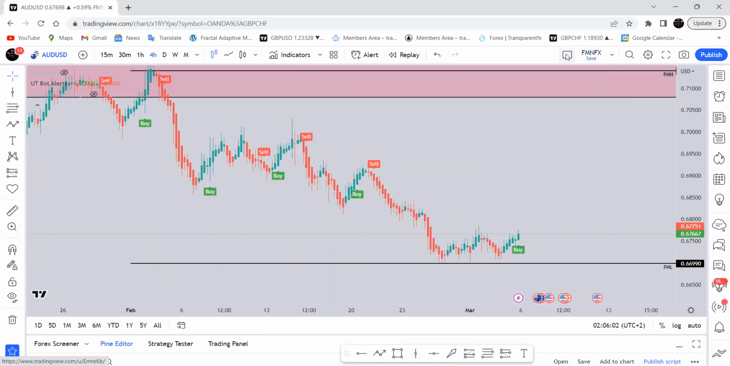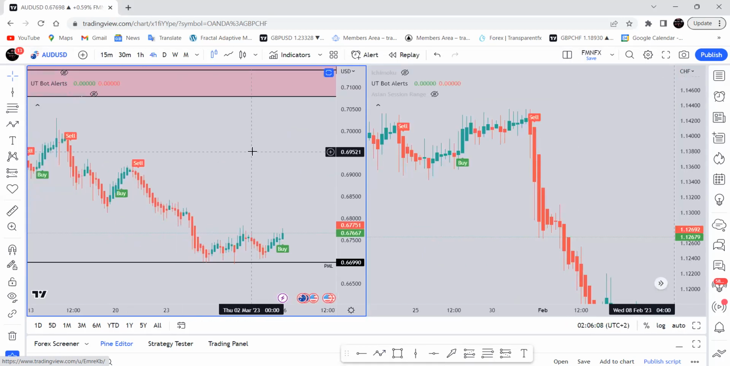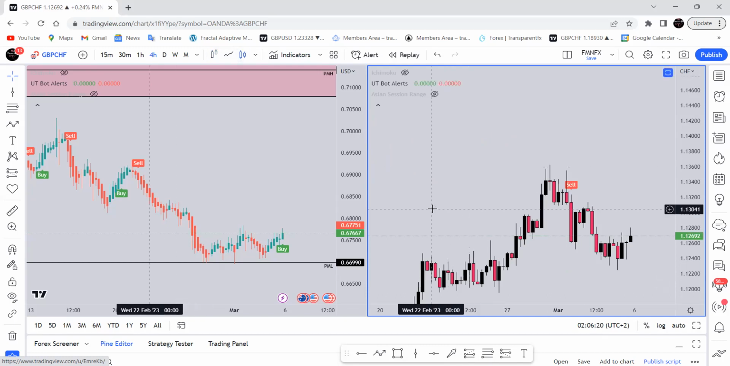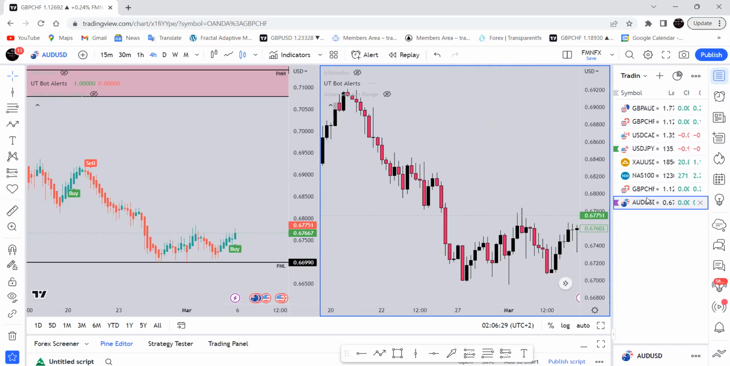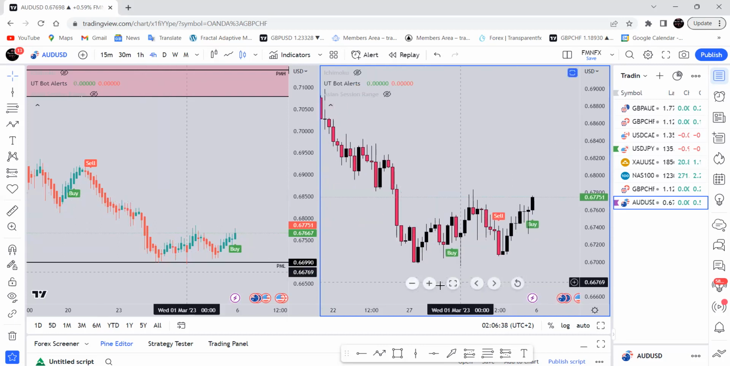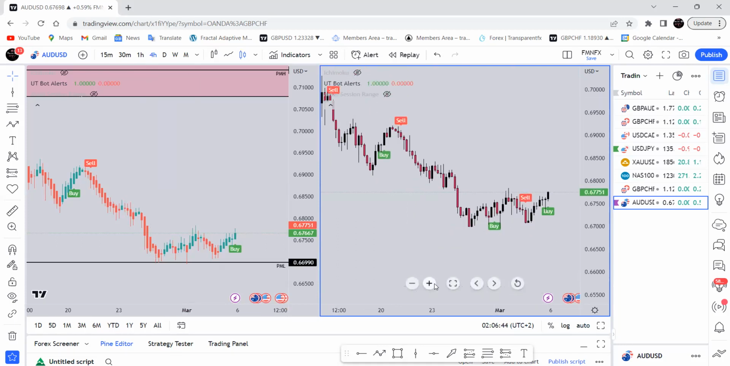Now I'm going to put a double screen on here, so you can see why I chose the Heikin Ashi. We have AUD USD. This box has the Heikin Ashi. This box has regular candles. Oh, I'm sorry, this is GBP CHF on this side. Let me do the same. There we go. So both of these are AUD USD on the 4-hour time frame.